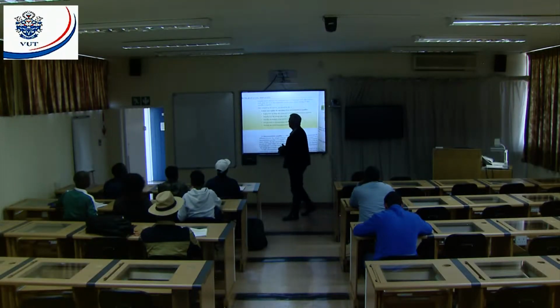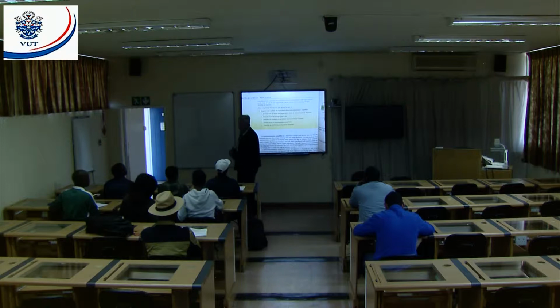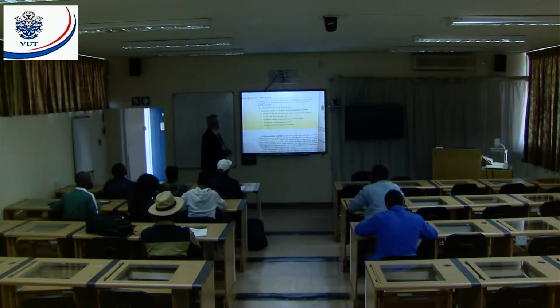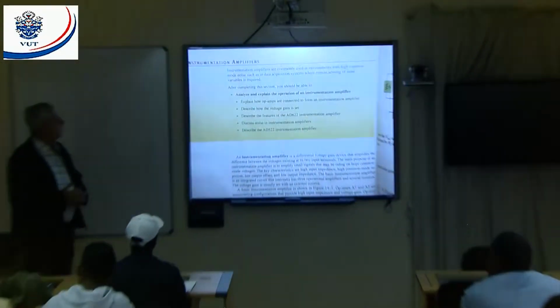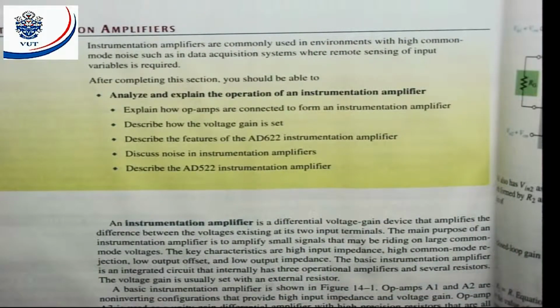Today we're going to talk about instrumentation amplifiers. Now, where do we use instrumentation amplifiers? They say instrumentation amplifiers are commonly used in environments with high common mode noise, such as in data acquisition systems where remote sensing of input variables is required.